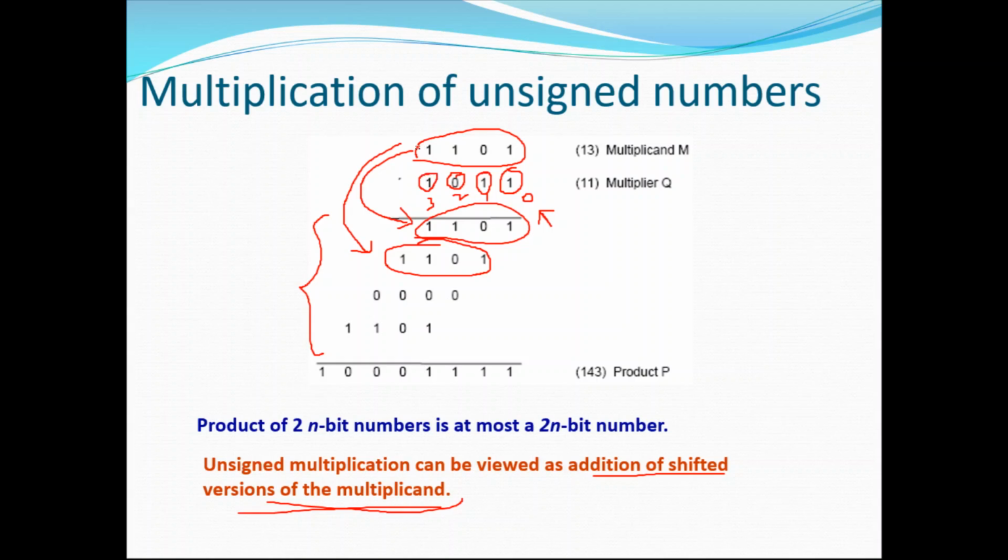If the third bit is 1, then copy the multiplicand and shift it by 3 times. So the thumb rule is, if the ith bit is 0, then fill up with zeros and shift it by 0 times. If the ith bit is 1, then fill up with the multiplicand and left shift it by i times. Then add all these things.